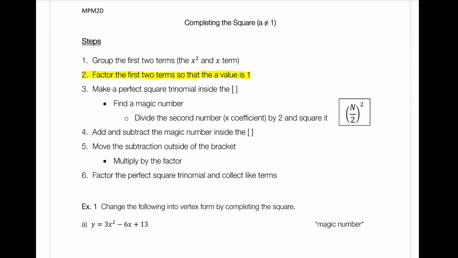Again, the same thing as before. We're going to move the subtraction outside of the bracket. Same thing as before. However, when we move it outside the bracket, we have to multiply it by the factor, or by the common factor that we took out previously. This is because that common factor applies to that number, so when we take it out, we have to reapply it. And then finally, we're going to factor the perfect square trinomial and collect the like terms outside of the bracket. So just two different things compared to the last lesson. And in this case, it is involving common factoring and then reapplying that factor.